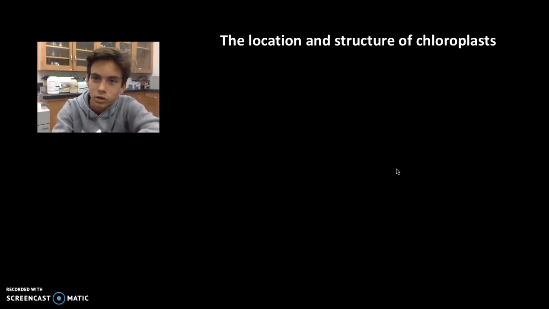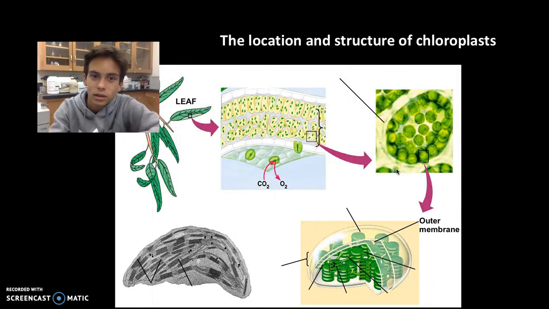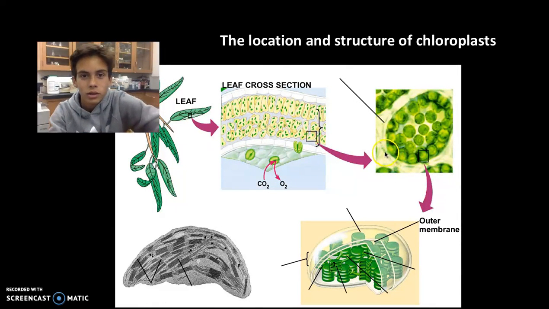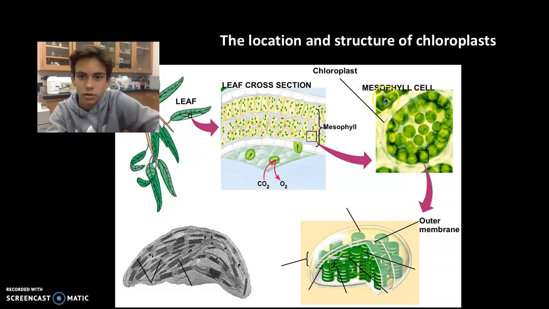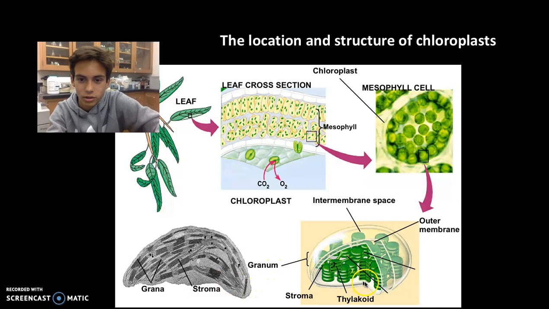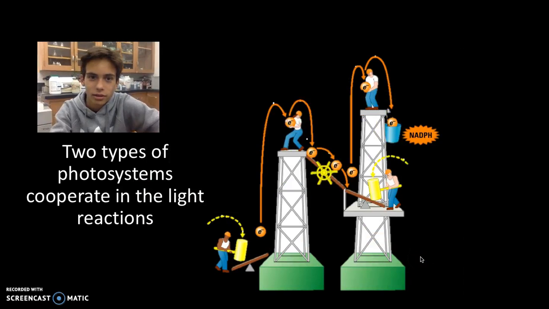The location and structure of chloroplasts. Chloroplasts are in leaves. They're in the leaf cross section, in the mesophyll cell. They're in the inner membrane space. They're in the grana and the stroma. They're in the thylakoid, the thylakoid compartment, and the inner membrane.